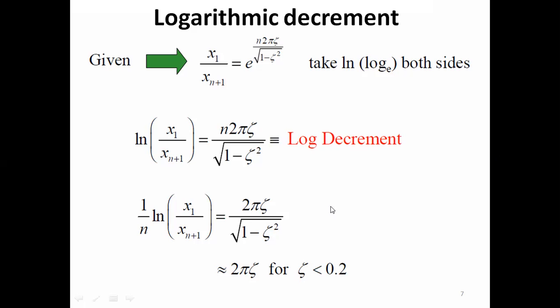We could write down the equation in a simpler form. In case we know beforehand that zeta for the system is less than 0.2, then if you look here, we have zeta square. So 0.2 is a small quantity. If we take a square of that, it would be even smaller. So the denominator would be approximately equal to 1, and the square root of that would be 1. So in that case, we could use the equation 1 by n natural log x1 by xn plus 1 is approximately equal to 2 pi zeta.